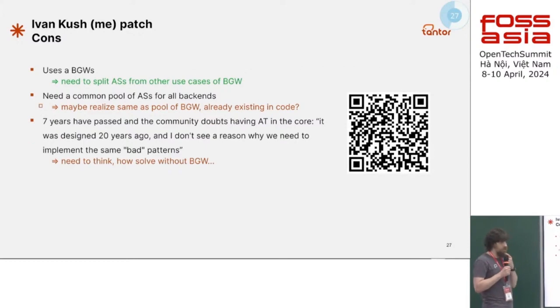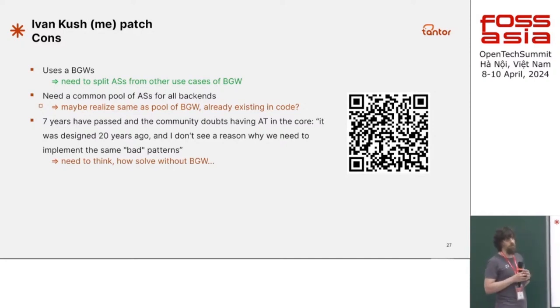Some disadvantages. It uses background workers, and many systems in Postgres use them. So we need somehow to split the background workers that are used in autonomous transactions from other uses, because we could use transactions many times and the background workers will be exhausted. So the next step is we need a common pool of autonomous transactions for all backends. No, this is for security, the rule system. It's better to have.